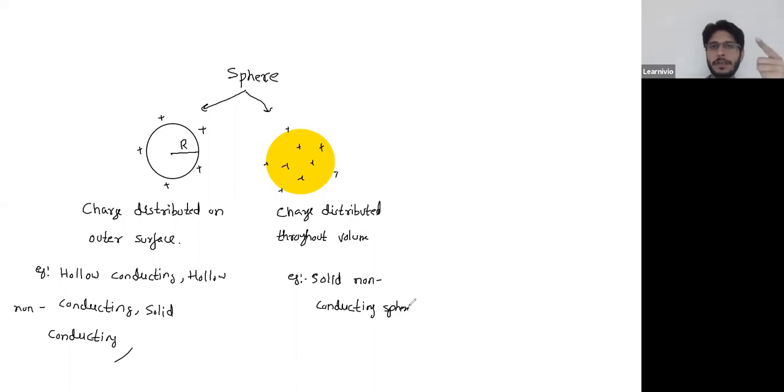Because if you have a solid conducting sphere, then charge will reside only on the outer surface. But if you have a solid non-conducting sphere, then charge will be distributed throughout the volume of the sphere. So these are the two types of sphere. This type of sphere is not part of the standard CBSE syllabus. You have to do only this. This sphere is very important. You will study this sphere even in potential and even in capacity. You need this particular sphere.